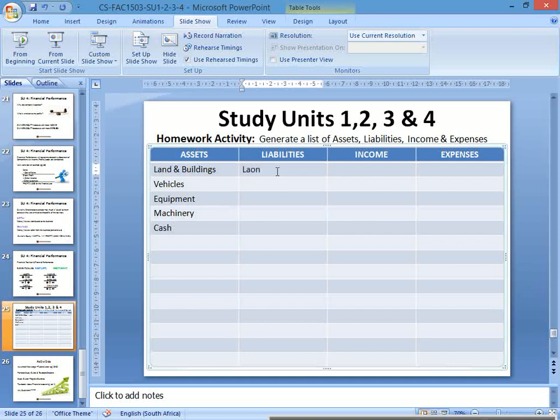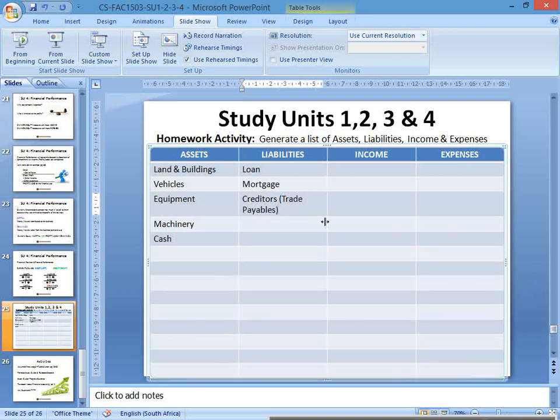Liabilities: loan, mortgage. Those are two that we spoke about today. Creditors, that's a good one. Or trade payables, another word for it. Income: we spoke about sales, we spoke about services rendered. Interest earned, or interest received, or interest income. It just depends how they give it to you in the question.